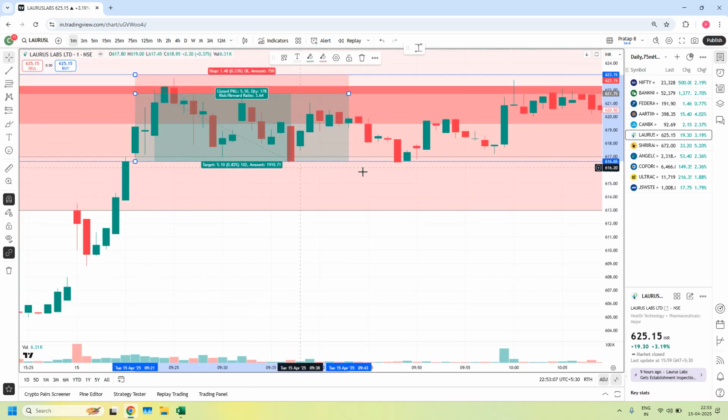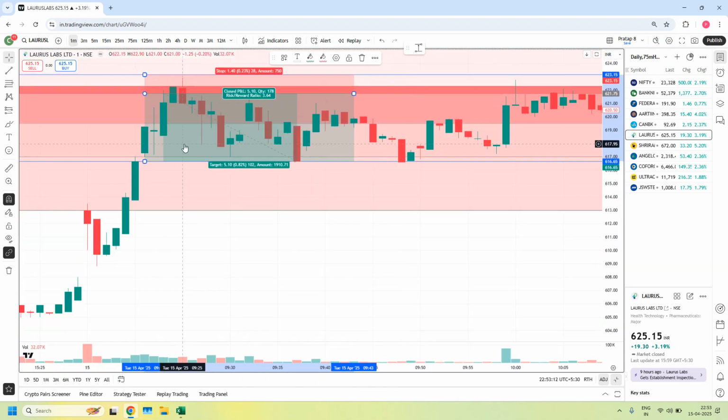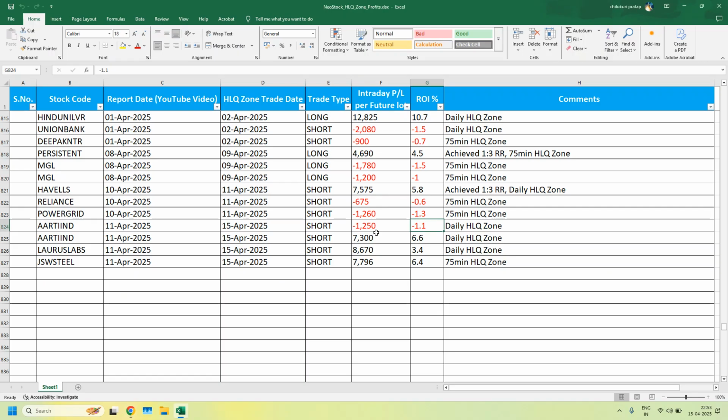Those who book the profit at the support line, a small difference will be there, nothing much. Okay, so how much profit has Laurus Labs given? Laurus Labs has given a profit of 8,670 rupees, but ROI is only 3.4%, return on the investment. See, here you got 7,300 but you got 6.6% ROI. But here more profit you got, 8,670, but ROI is less, almost half of this ROI.